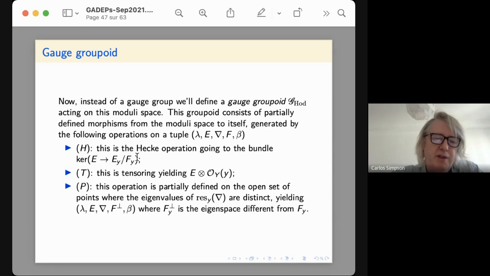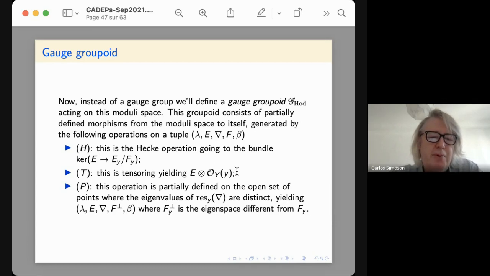Inside this kernel we have the kernel of Ey into Fy, which is a natural subspace. I guess no. Well, anyway. Sorry, I guess Ey mod Fy is a natural subspace here. Anyway, with the Hecke operation, you get a new natural subspace.